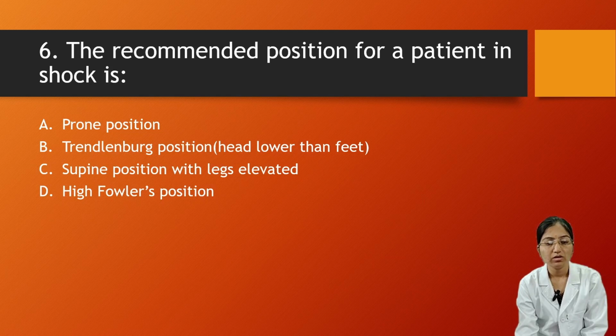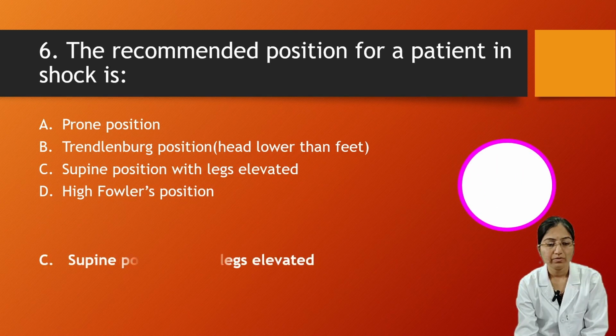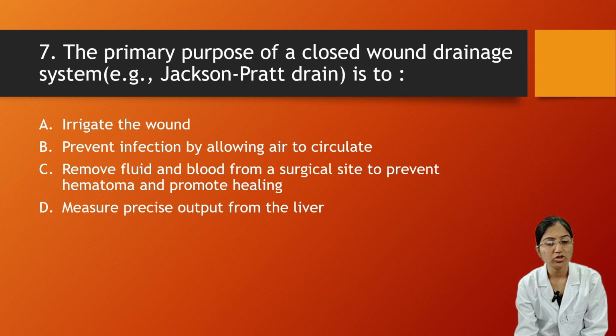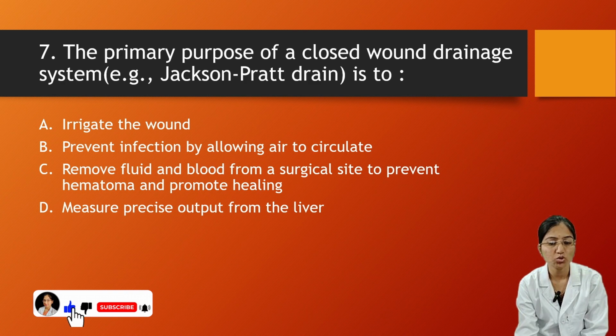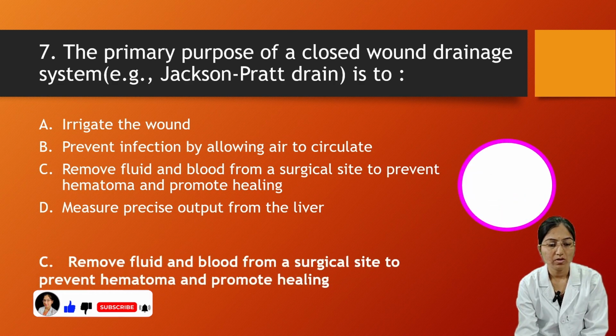Next question. The recommended position for a patient in shock is... Options are given. Supine position with legs elevated. Next question. The primary purpose of a closed wound drainage system is to... The right option is C, that is remove fluid and blood from a surgical site to prevent hematoma and promote healing.